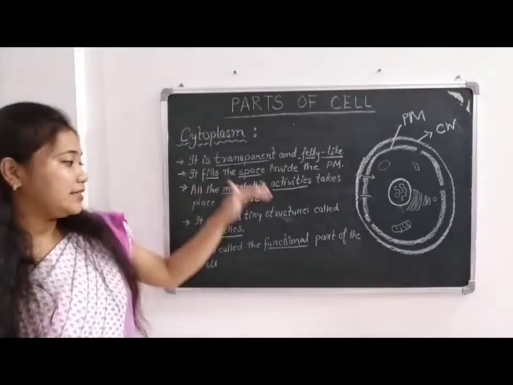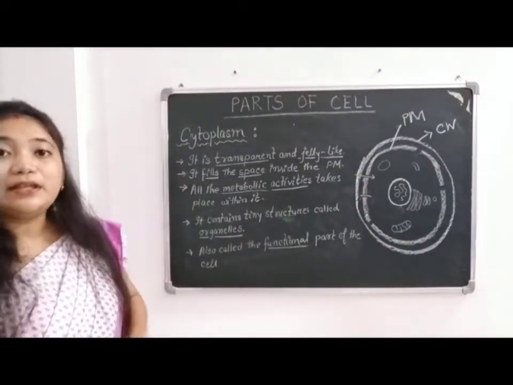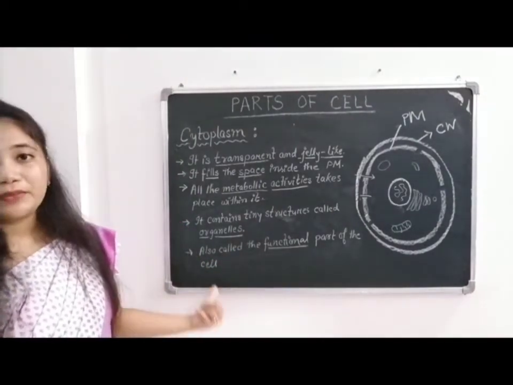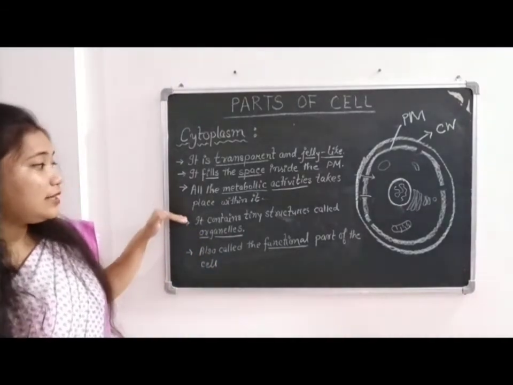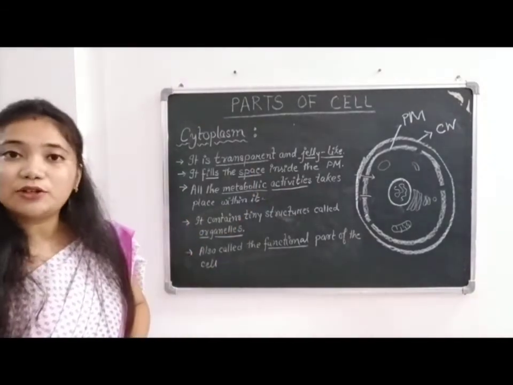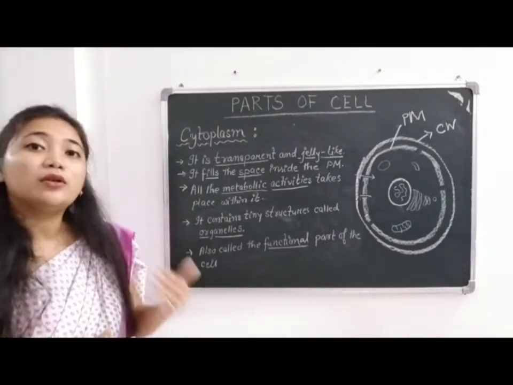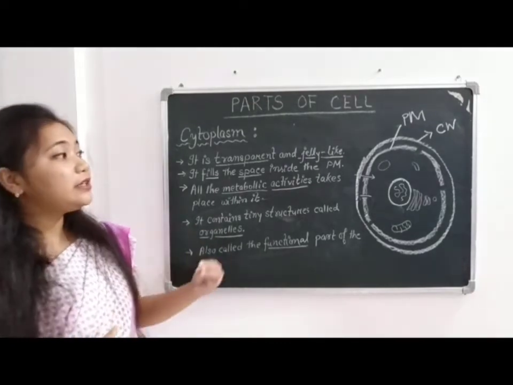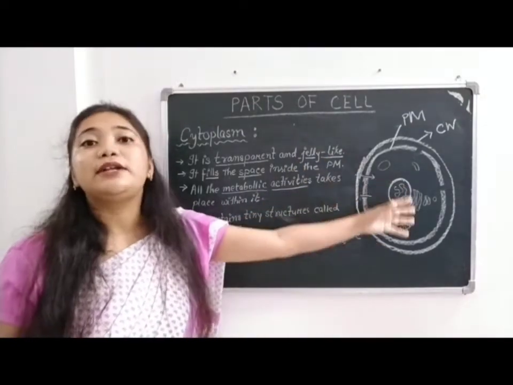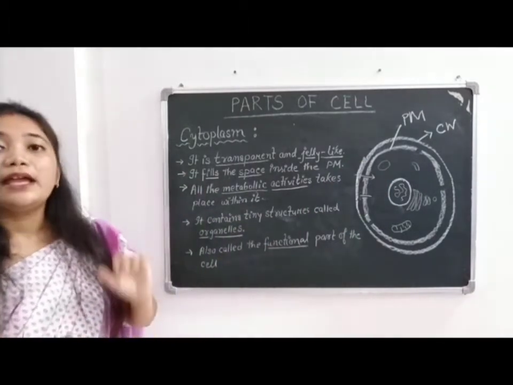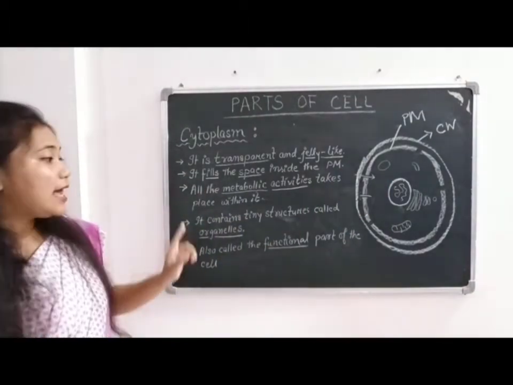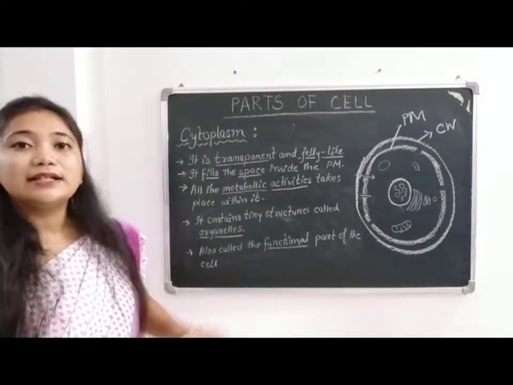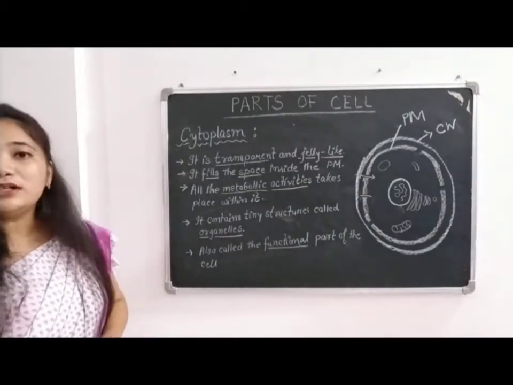And this is the reason that the cytoplasm is also called the functional part of the cell. Why? Because all these structures are present within the cytoplasm. These structures will perform all the functions. Thus we can say whatever function is carried out, everything will happen inside the cytoplasm, or in the cytoplasm region. And that's why the cytoplasm is also called the functional part of the cell. So this was about the cytoplasm.